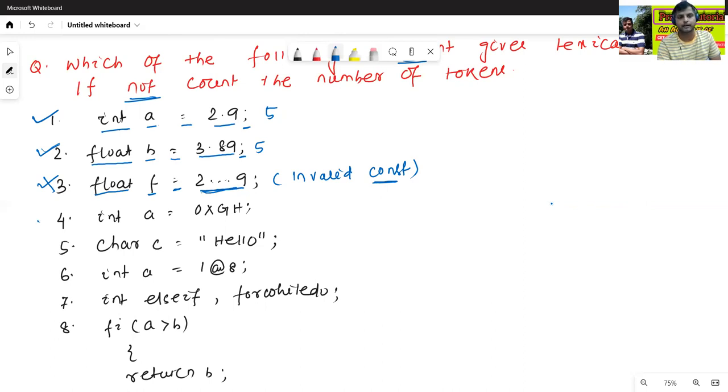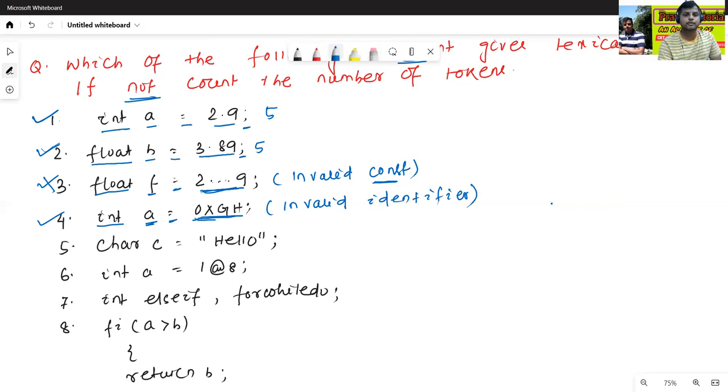Now we'll see the fourth one. Int is a valid token, a is valid, equal is a valid token, but 0xgh is not valid. It is an invalid identifier, because an identifier should start with a letter, but it starts with a digit. So we can write this as an invalid identifier.